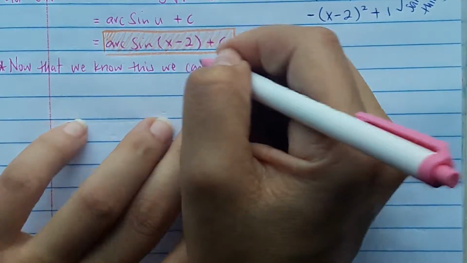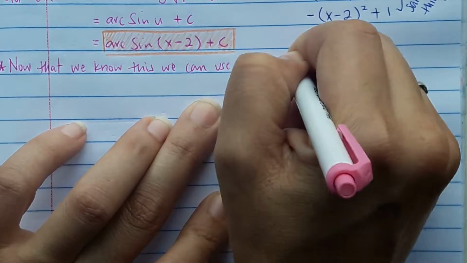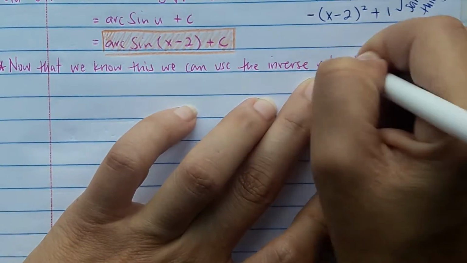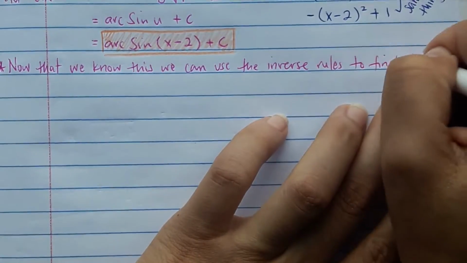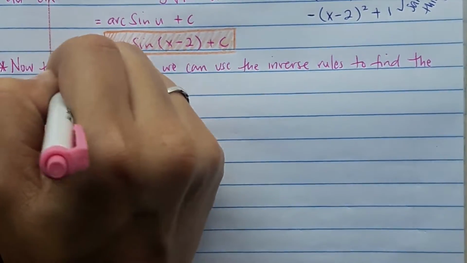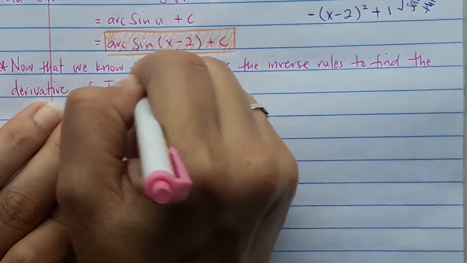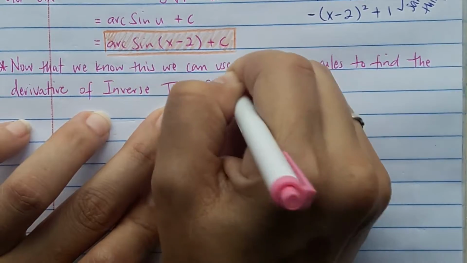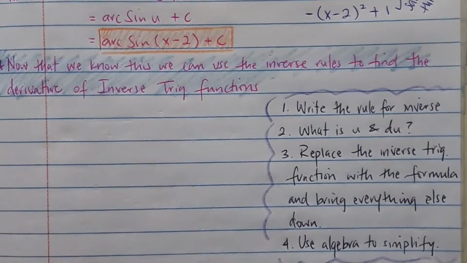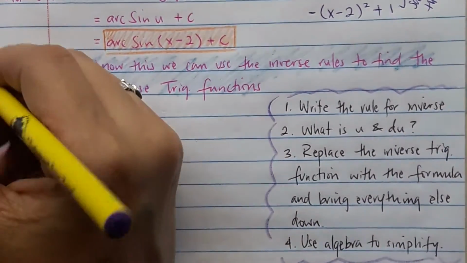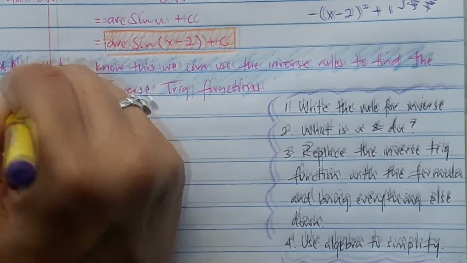Now that we know this, we can use the inverse rules to find the derivative of inverse trig functions a little bit faster than actually working it all out. All right, pause the video and copy that down. And check, color in that whole paragraph with steps 1 through 4.